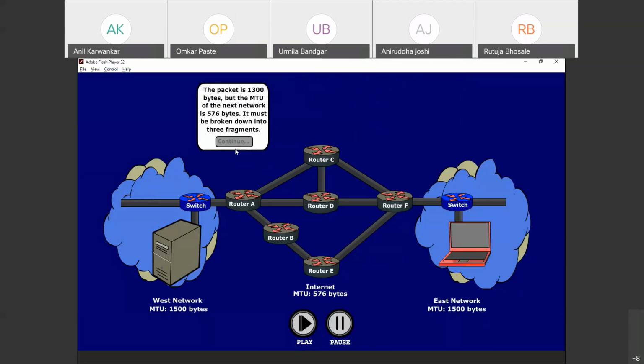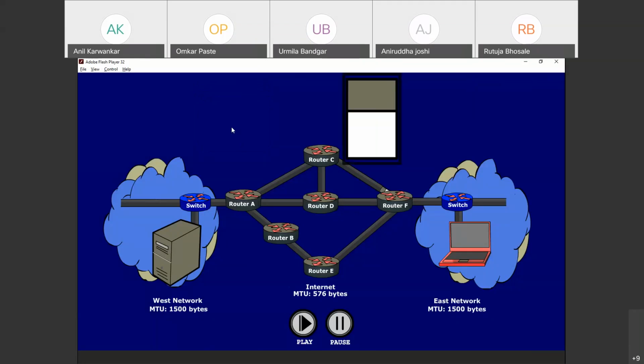Now from the switch, the packet is available at router F. The packet is 1300 bytes, but the MTU of the next network is 576 bytes. So the packet must be divided now, because you cannot propagate a packet larger than the maximum transfer unit. The packet is 1300 bytes, MTU is 576 bytes, so the packet must be broken.